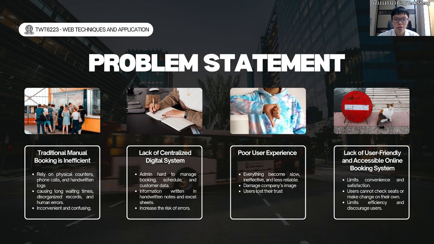Apart from that, there is a lack of a centralized digital system for administrators to manage bookings. It is hard for them to update schedules, manage seats, and organize customer information using a manual system. Besides, important information and details are written in handwritten notes and Excel sheets, and they are stored in different places. This further increases the risk of errors, such as double booking, missing records, and wrong updates. And without a centralized digital system, tracking bookings and changing route details is very difficult and confusing.